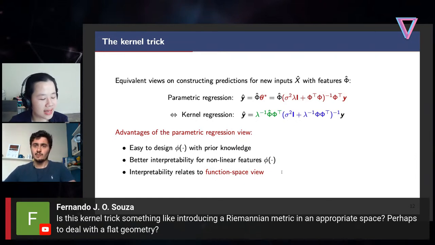I'm not going to say how you actually design kernels to deal with geometry, but yes. When you introduce this kernel, or say introduce how you do the inner product, essentially you are defining the inner product and also the metric in the output space of phi. So this means if you use a different kernel, then the metric space of the corresponding phi output will be different.